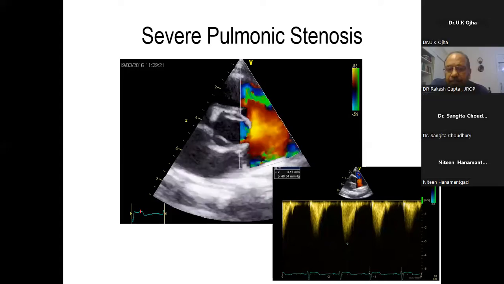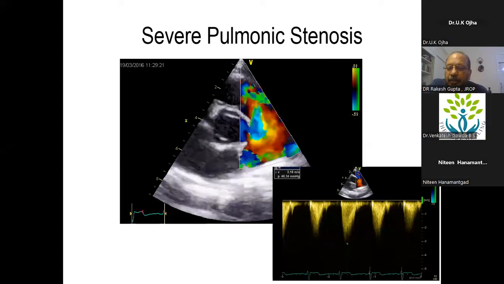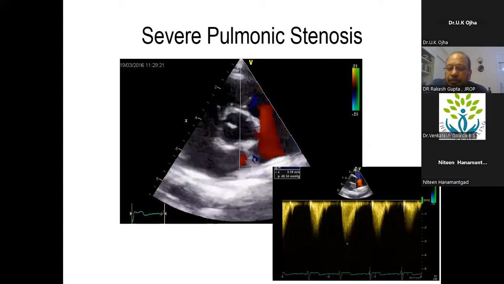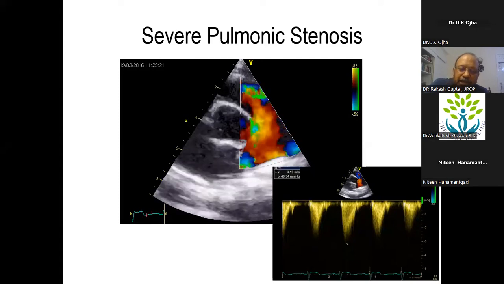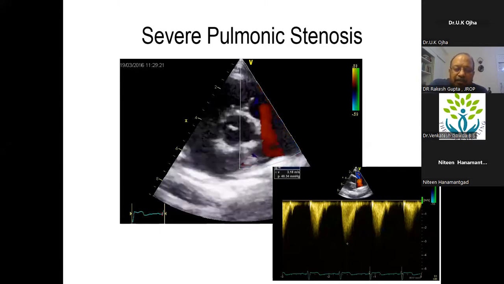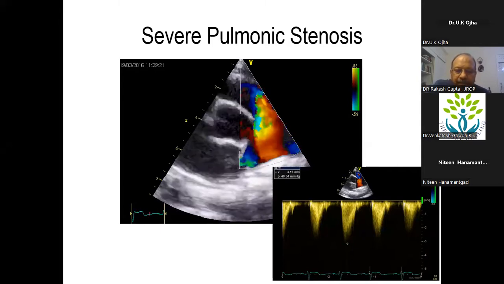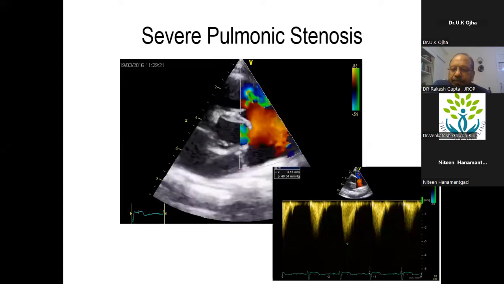Sir, does the pulmonary jet correspond to pulmonary hypertension? The pulmonary jet measured will correspond to pulmonic stenosis. Pulmonary hypertension will correspond to the TR jet.